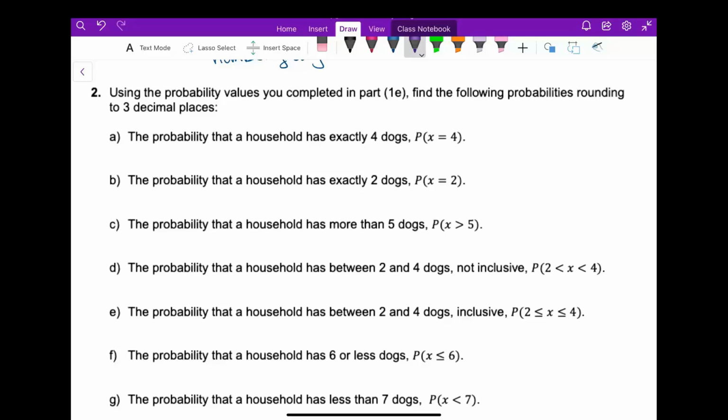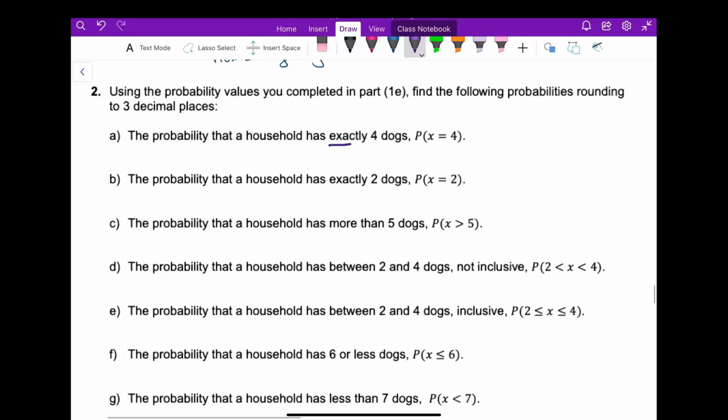Question number 2 is fun because we've already done all the hard work, and it's just really a matter of reading the question. It's going to be really fun. Let's take a look. Using the probability values you already completed in part 1E, find the following probabilities rounding to 3 decimal places. It says the probability that a household has exactly 4 dogs.